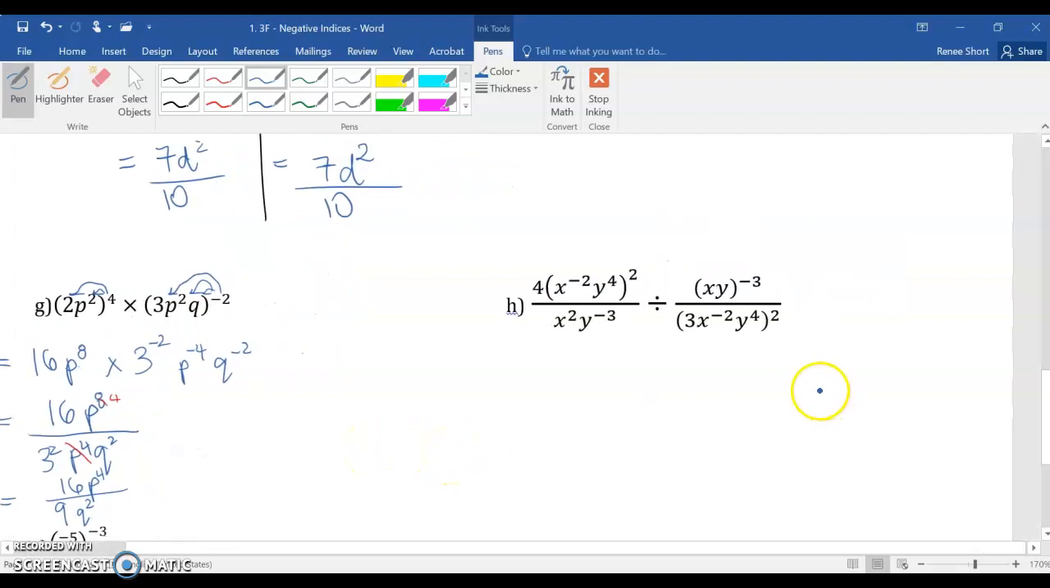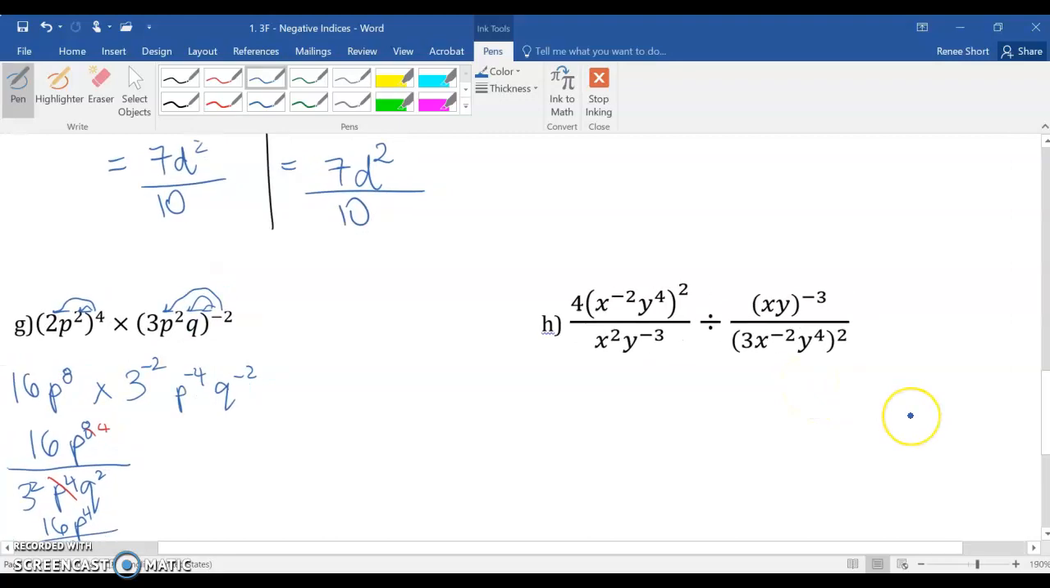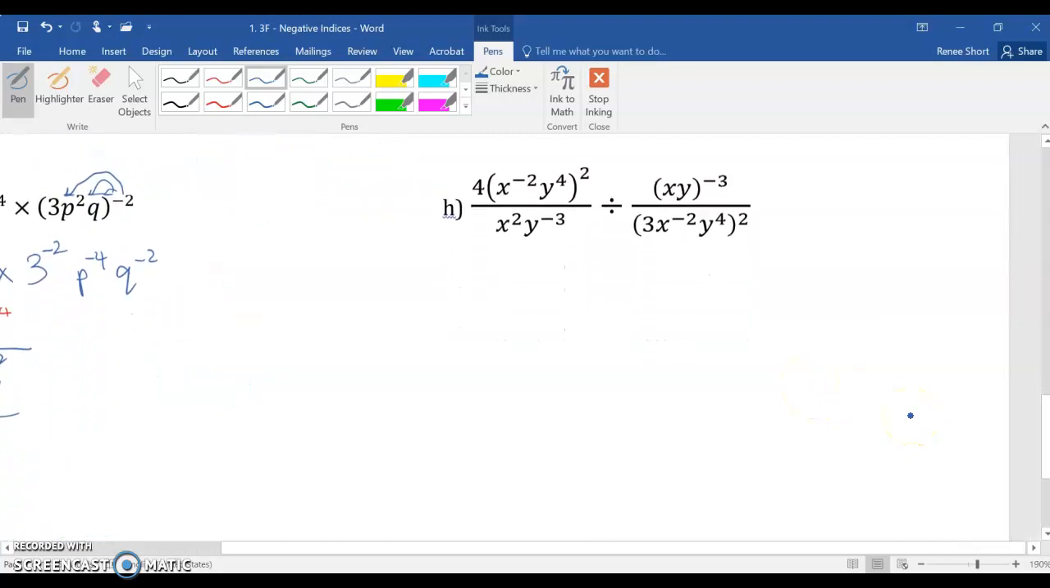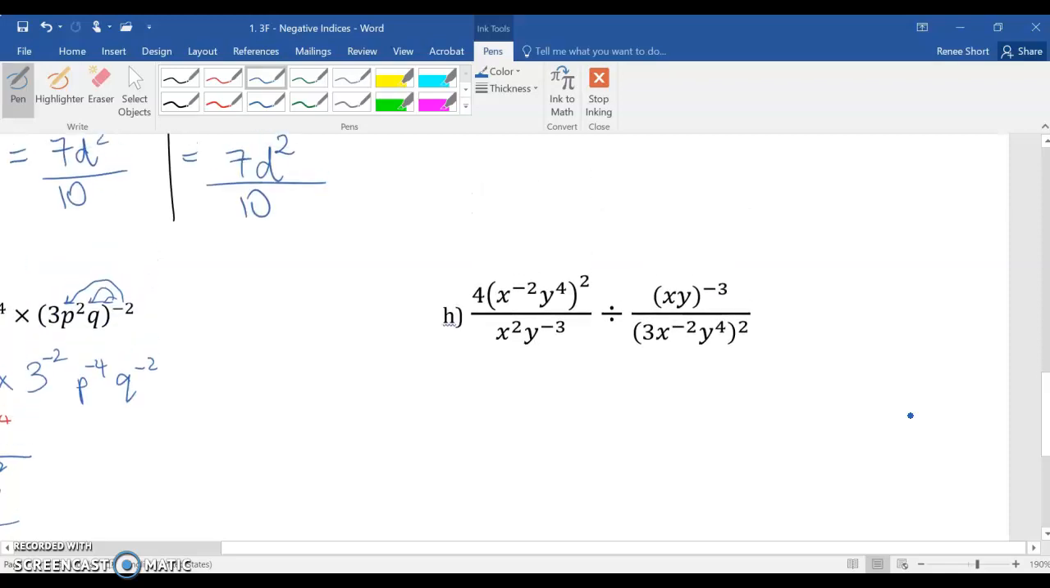If we look over at h, it is a bit of a doozy. I actually wouldn't mind if you stop the video here for a moment and try and have a go at solving this one for yourself, because it does have a few different steps, but there's also multiple different ways that we can solve it. So pause for a moment, and then come back and we'll go through the solution.